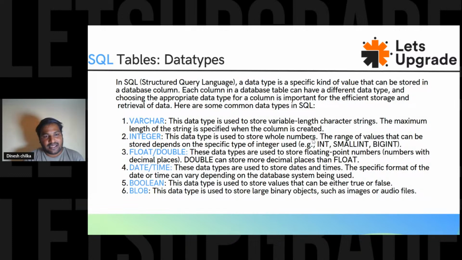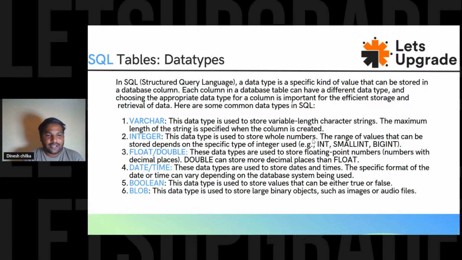Again, integer means whole numbers. You can say 1, 2, 3, 4, 5, 6, 7, 8. So whenever you're dealing with whole numbers, you can use the integer data type. Okay. Now float and double. You can say float and decimal. Whenever I'm dealing with decimal numbers, like 1.2, 2.1, 1.10, 2.5, 3.5, or 35.18, 65.18, that time you can use double or float.